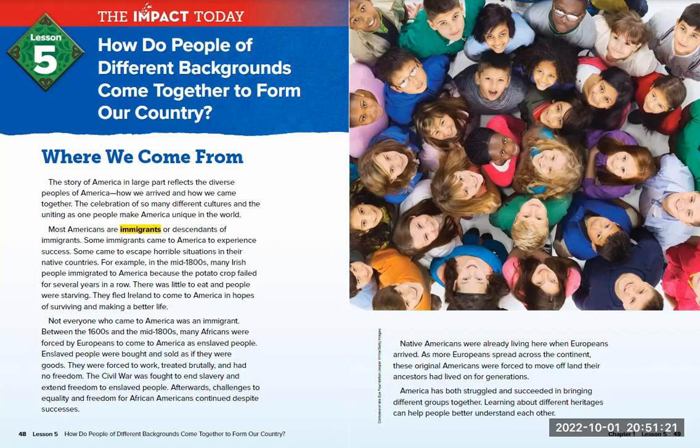For example, in the mid-1800s, many Irish people immigrated to America because the potato crop failed for several years in a row. There was little to eat and people were starving. They fled Ireland to come to America in hopes of surviving and making a better life.